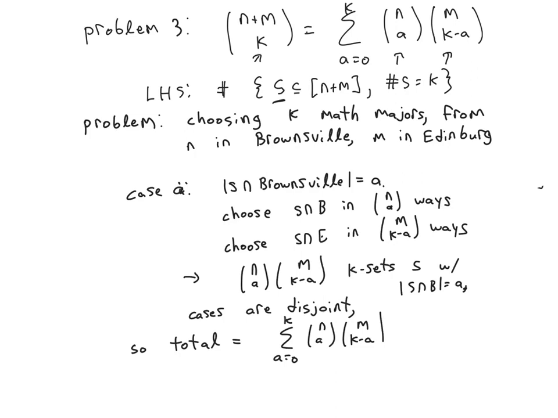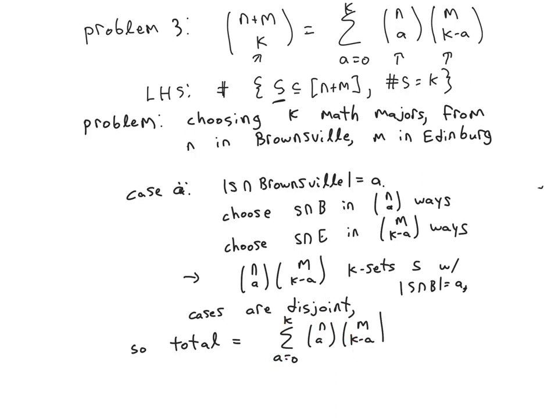If your team has 0 students from Brownsville, then it can't have 2 students from Brownsville. And so that means we're taking an OR. You have to first specify which of these cases you want to be in. Therefore, by the addition principle, our counting problem is a sum. So the total number is the sum over all A going from 0 to k, this product of binomial coefficients. And so that's a second way of solving our problem.